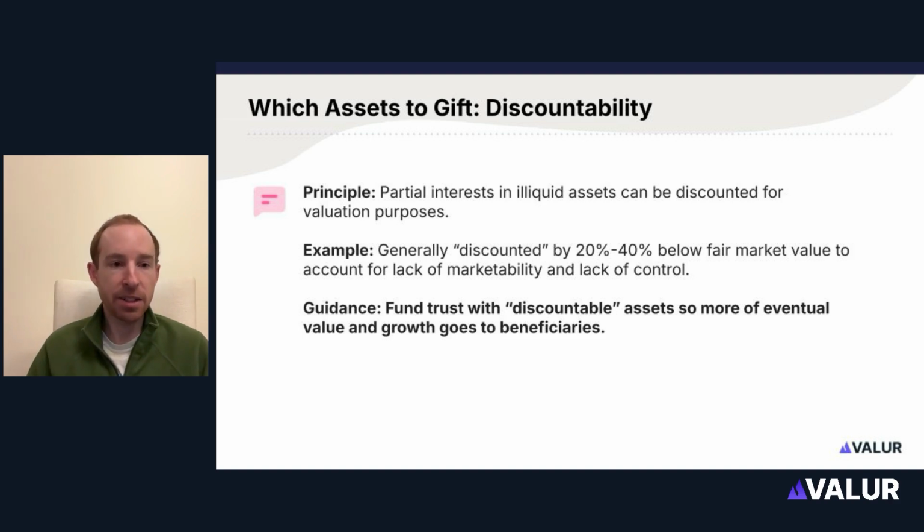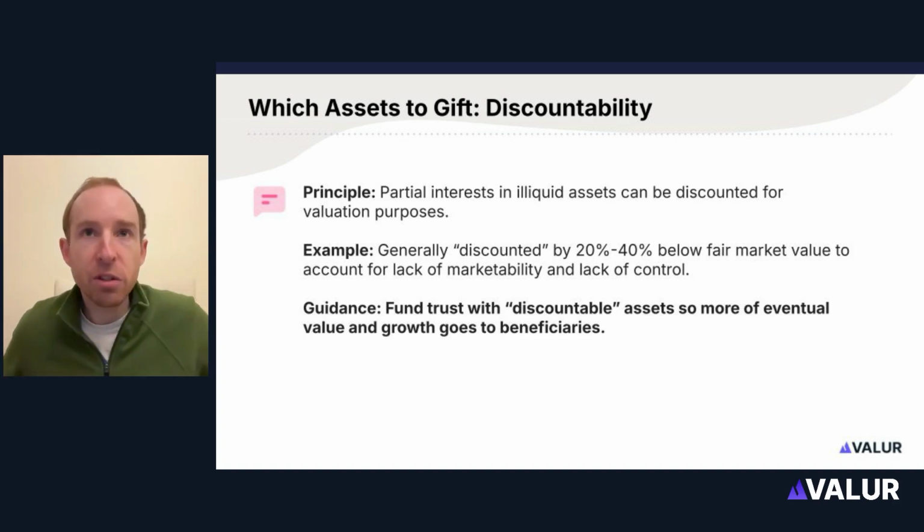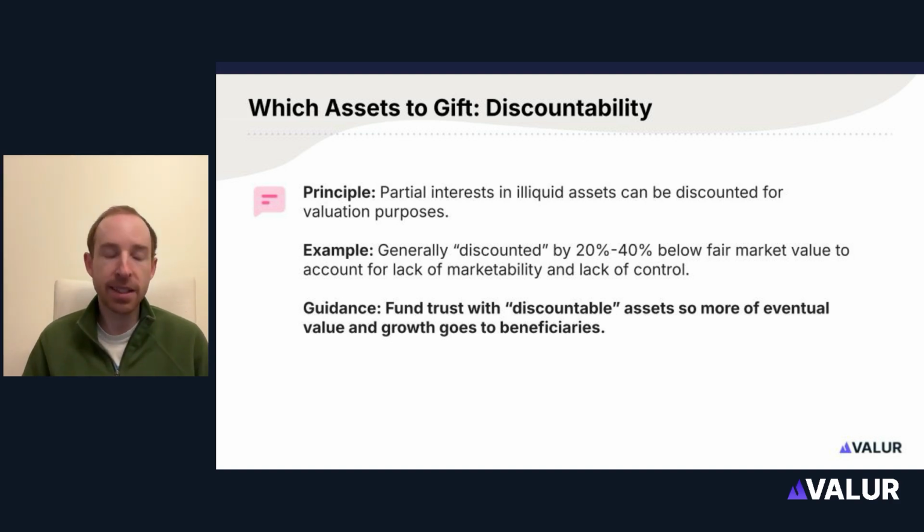So the second factor is discountability. When you transfer an asset to a trust, it's considered a gift for gift tax purposes, and so you have to get that asset valued. You have to get it appraised if it's an illiquid asset, like real estate, for example, or private company stock. The advantage of this is you actually get valuation discounts by gifting illiquid assets. Basically, the appraiser applies a discount to these illiquid assets, and they come up with a number that is usually around 30% less than the proportionate fair market value.